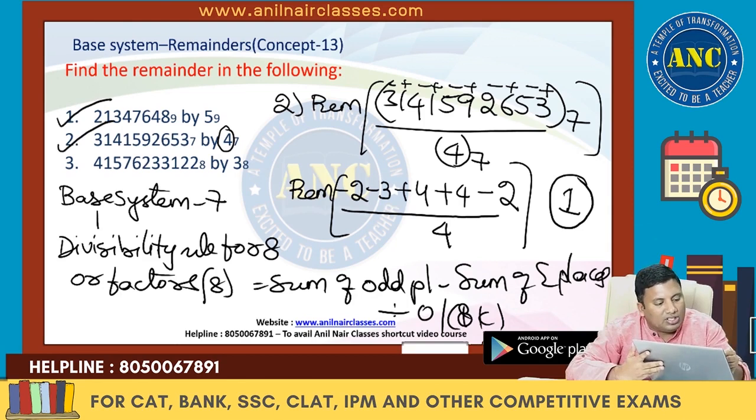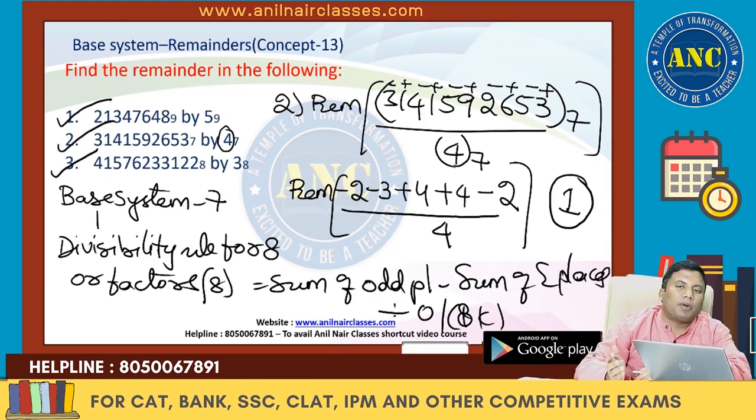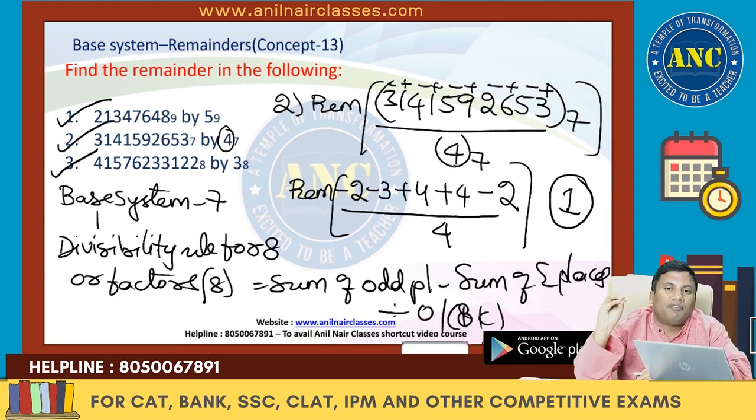This idea, even the third problem idea is also similar. In a base system K, the divisibility rule for K plus 1 is sum of odd digits minus sum of even digits. It should be divisible by either K plus 1 into something or the difference should be 0.